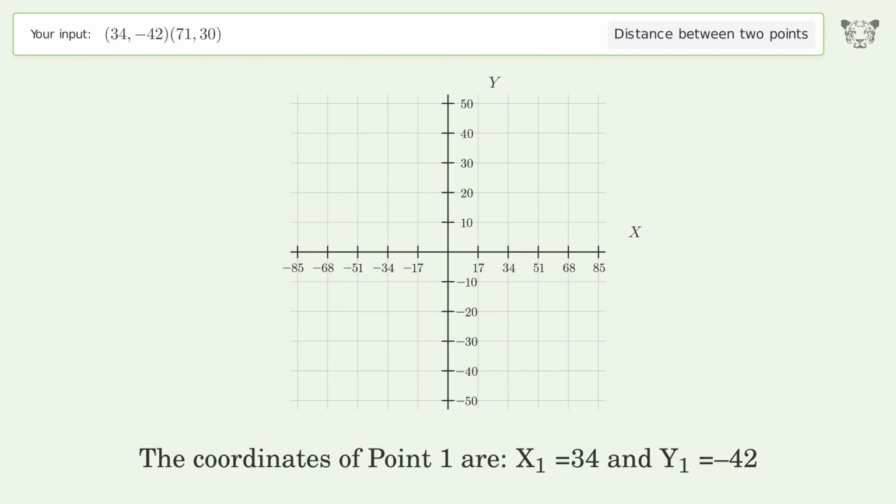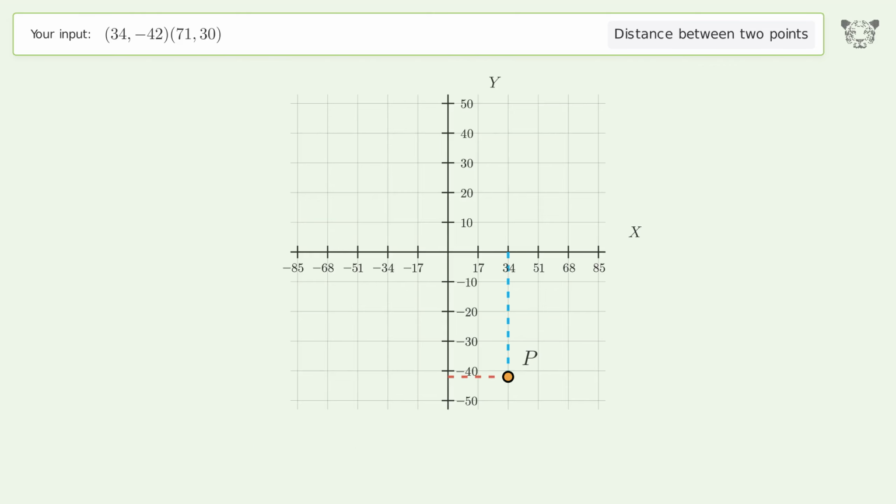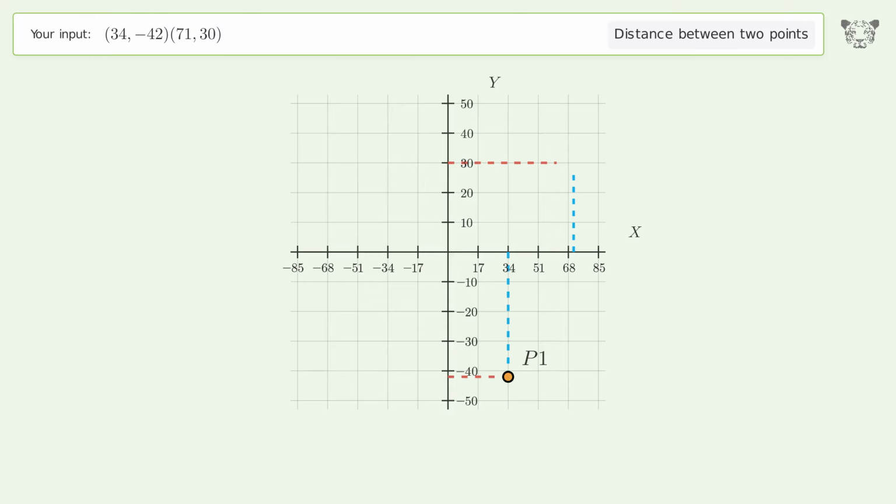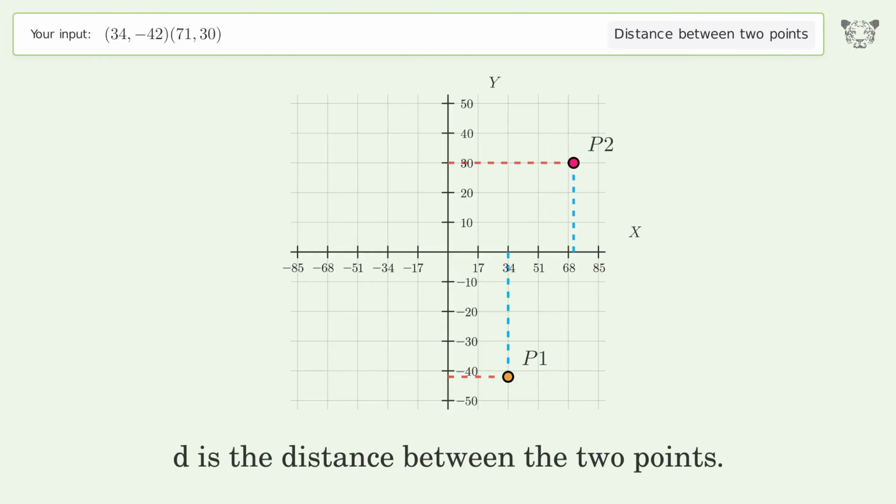The coordinates of point 1 are x1 equals 34 and y1 equals negative 42. The coordinates of point 2 are x2 equals 71 and y2 equals 30. D is the distance between the 2 points.